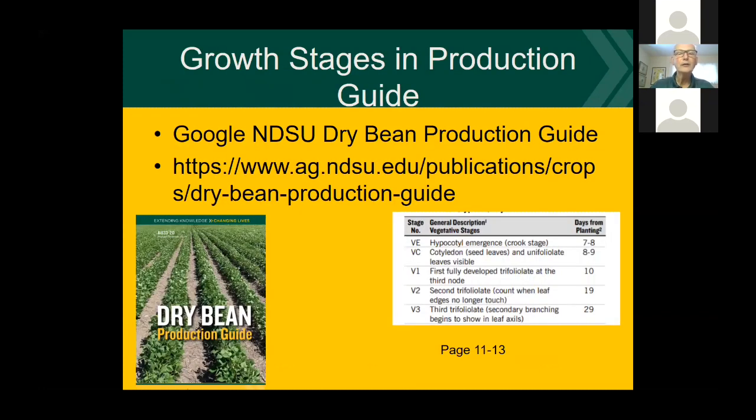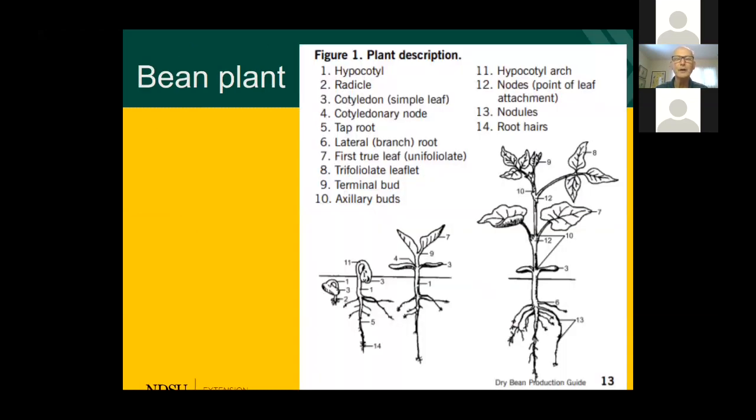We have a nice new dry bean production guide available that can be found by just Googling NDSU dry bean production guide. And you will get the publication as is indicated on the left bottom of the slide. If we go to page 11 to 13, there you will find a description, and I'm going to go quickly over some of the stages of the growth of the plant.